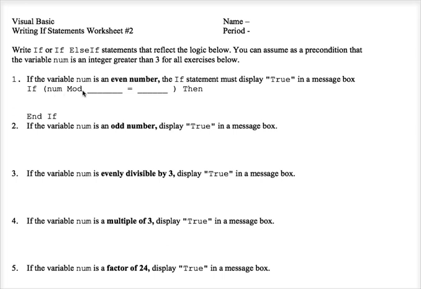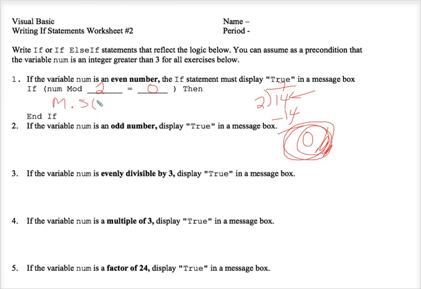exercise. If num mod 2 equals 0 is the way that you detect even numbers in Visual Basic. When you take a number such as 14 and divide it by 2, the remainder is 0 if that original number 14 here was even, and it is. So that's how we test for even numbers. In this case, you're supposed to message box.show the word true, and I'm abbreviating to save time. So there's your answer for number 1.